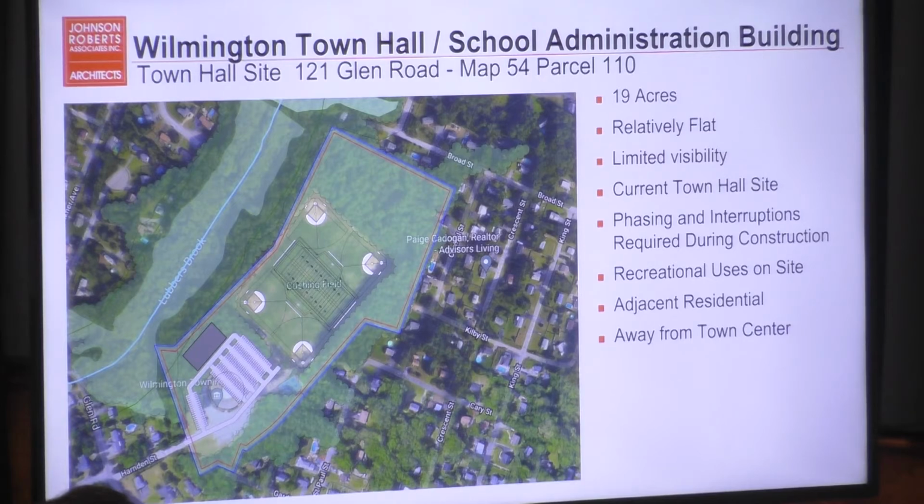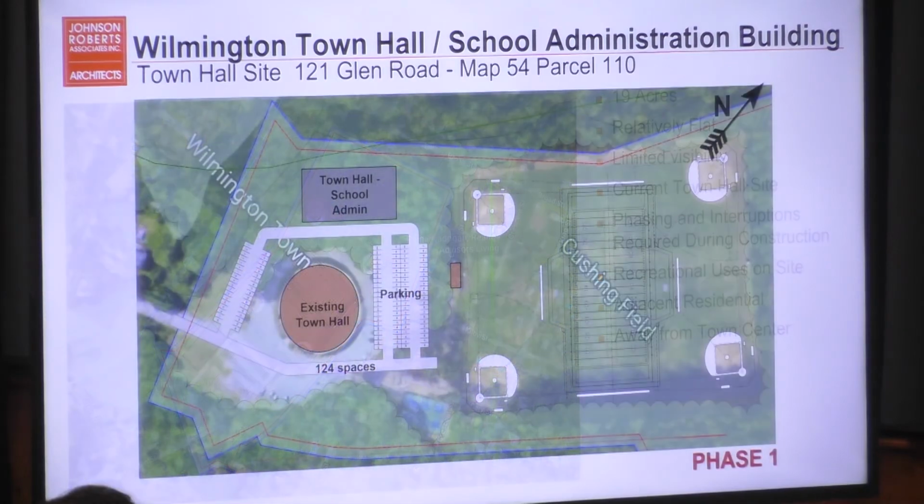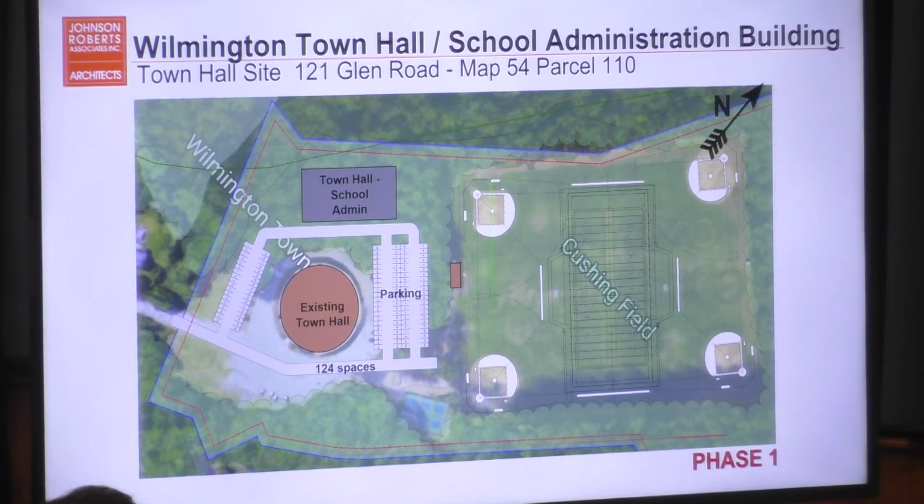There are recreational uses on site, it's adjacent to residential, and it's away from the town center. This ends up being a summary of the kind of things that showed up in the matrix, which basically recommended against this site. But basically, in order to do this, you can see in the bottom right-hand side, it says phase one. We need to phase this in order to do it effectively. If we're going to build a town hall here, again, that's a 2-story footprint. We're going to build, basically, a portion of the parking now.